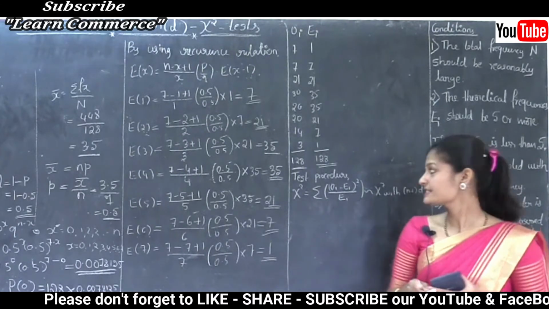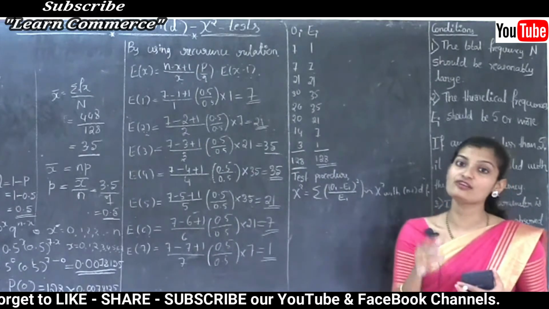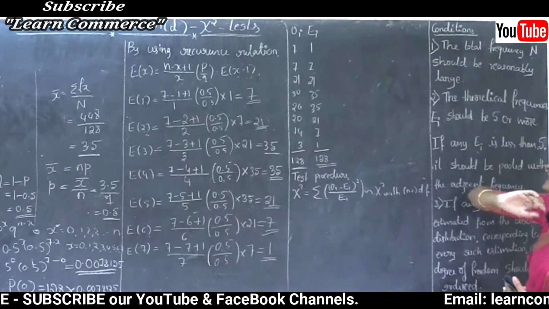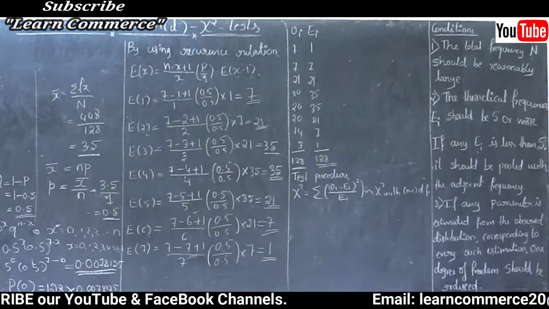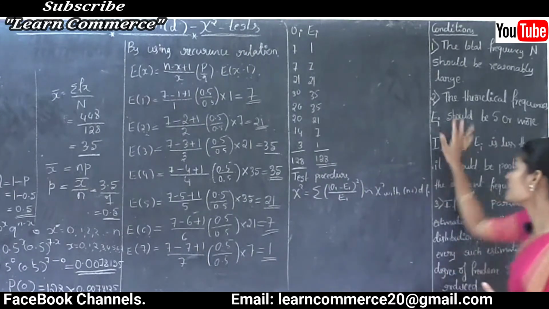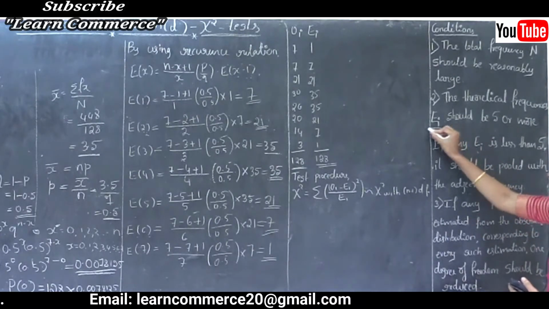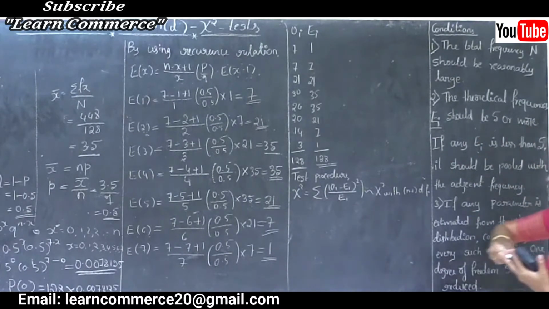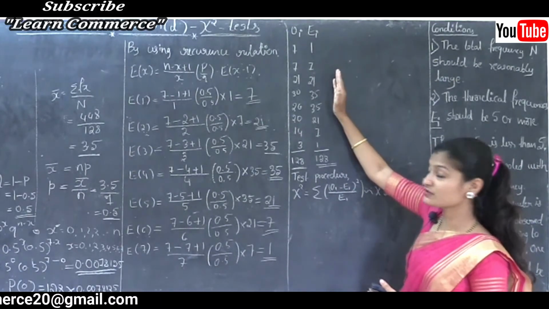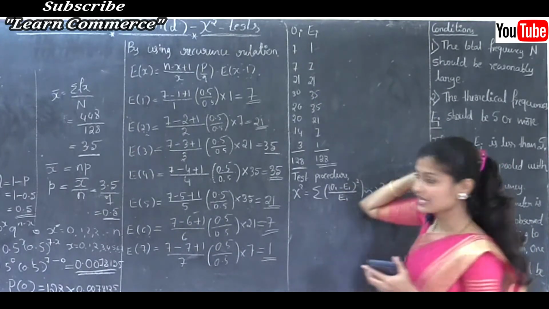Okay, this is step test procedure, and before that let's see the conditions of chi-square test for goodness of fit. See the conditions. The first condition is the total frequency n should be reasonably large. See here n is reasonably large. Okay. Next, the second condition is the theoretical frequency EI should be 5 or more. Just check, are all the theoretical frequencies more than 5? No, these two values are less than 5.